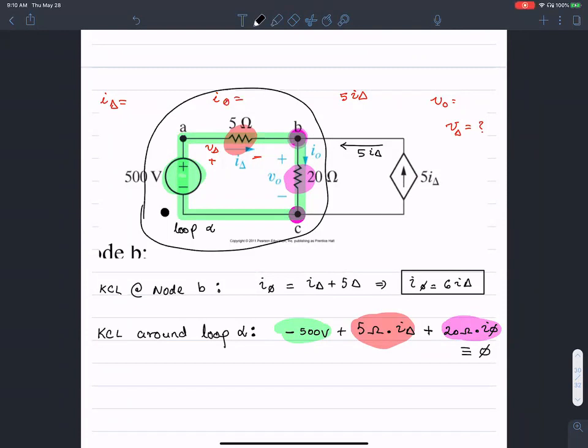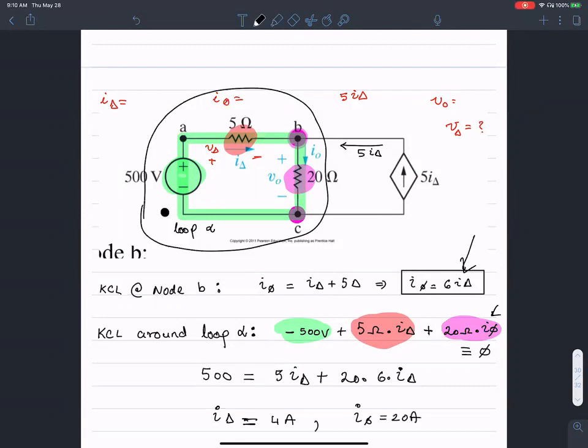Okay, so 500 equals 5 times I delta plus 20 times I naught. In place of I naught, I'm going to simply replace it with 6 times I delta. So I should get a value for I delta to be 4 amperes. Once I have a value for I delta, I should be able to get a value for I naught, which is 20 amperes.